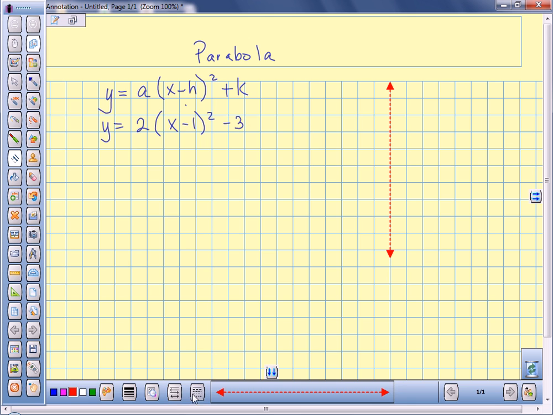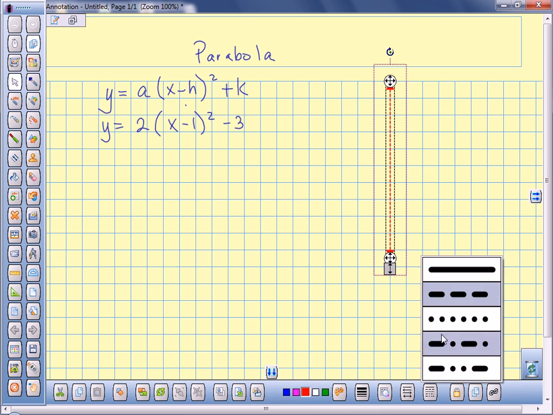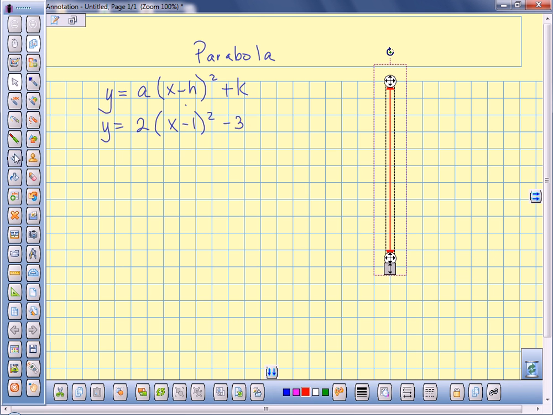Oops, we're on dotted. Let me fix that real quick. And I will change that to solid. There we go.